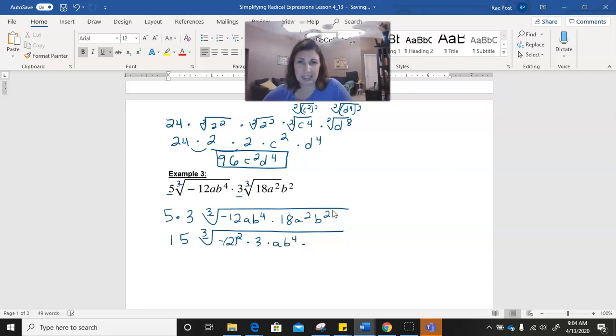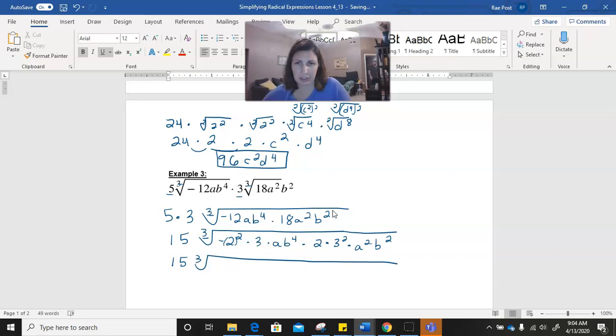I'm going to do the same thing with the 18. So I know 18 can be broken down into 2 and 9, and I know 9 is 3 squared, right? And I'll go ahead and keep my a squared, b squared. All right, so let's see if we can kind of take this down a little bit further. All right, let's try and group everything to where everything is a power of 3.